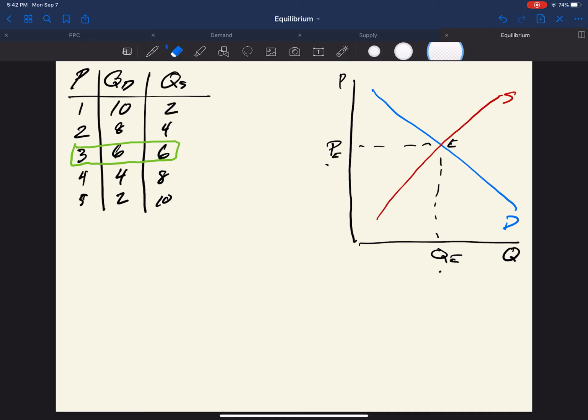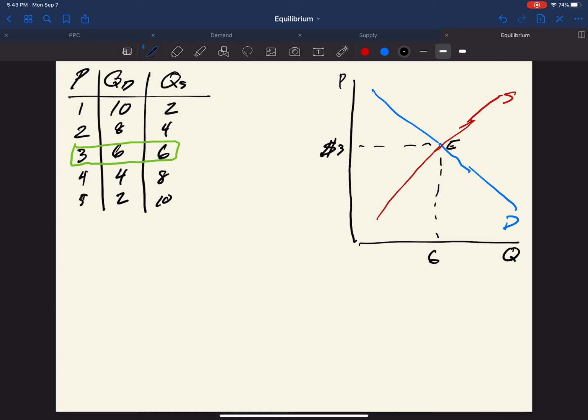Now let me just kind of erase this part right here. And, of course, it's going to do that. Draw that back in. Okay. So let's go ahead and use these real numbers to kind of highlight this as we go. So here's $3. And here's 6 in terms of our quantity. Now, this is going to be our equilibrium point on this end.